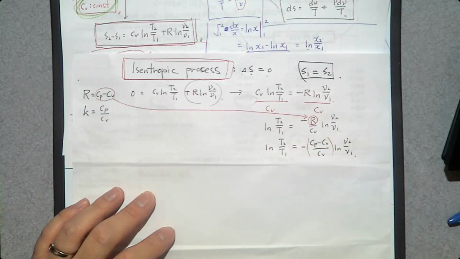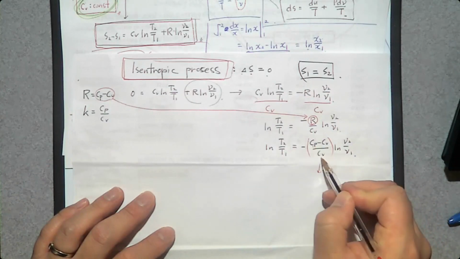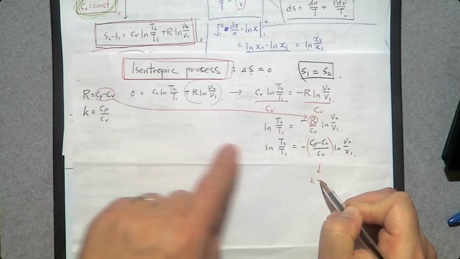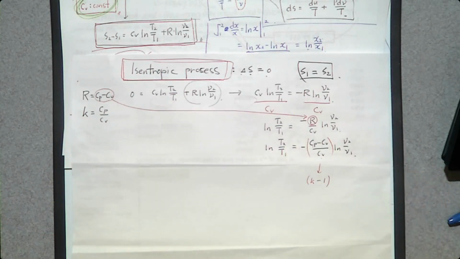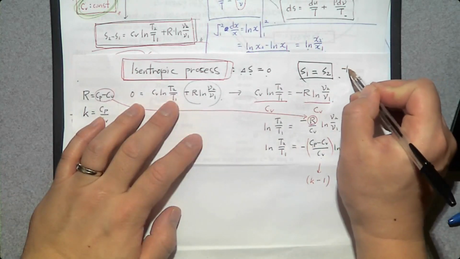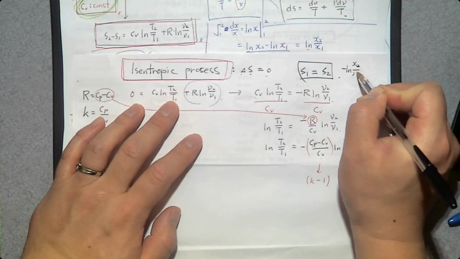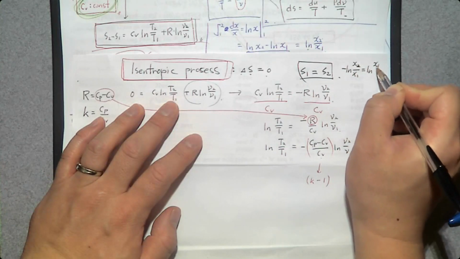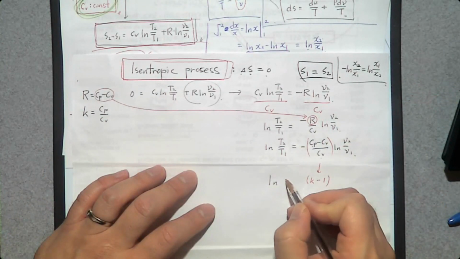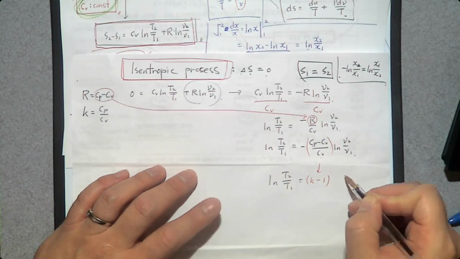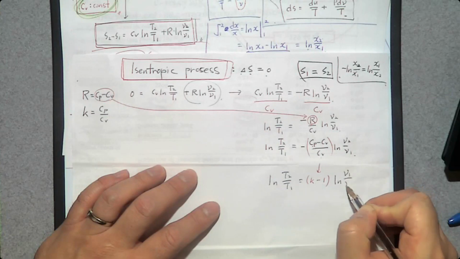So this one becomes Cp over Cv, which is kappa, minus Cv over Cv, 1, and we have a negative sign in front. What is minus natural log V2 over V1? It's going to be natural log V1 over V2. Minus natural log x2 over x1 is the same as natural log x1 over x2, just for your information. Then this equation becomes natural log T2 over T1 is going to be kappa minus 1 natural log V1 over V2.